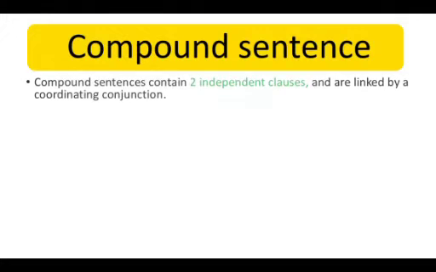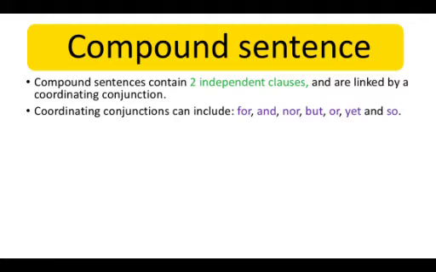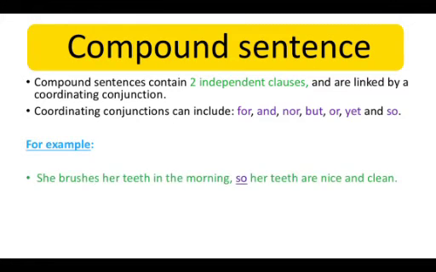Compound sentence. Compound sentences contain two independent clauses and are linked by a coordinating conjunction. Coordinating conjunctions can include for, and, nor, but, or, yet, and so. For example, she brushes her teeth in the morning, so her teeth are nice and clean.